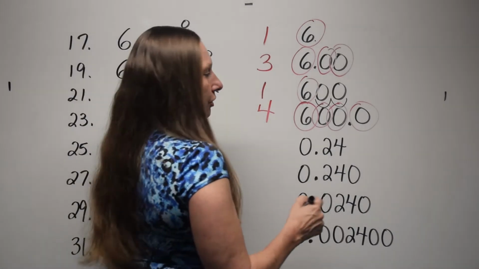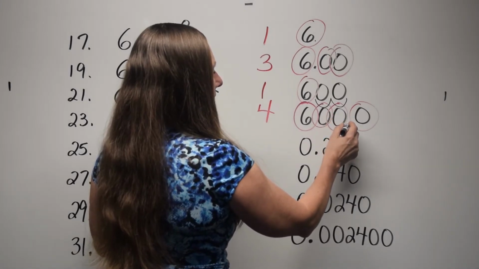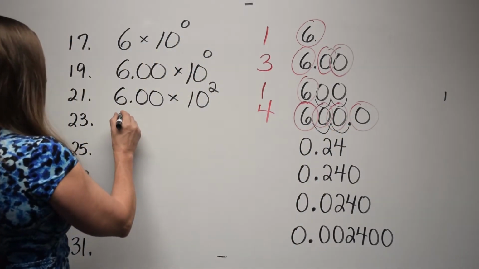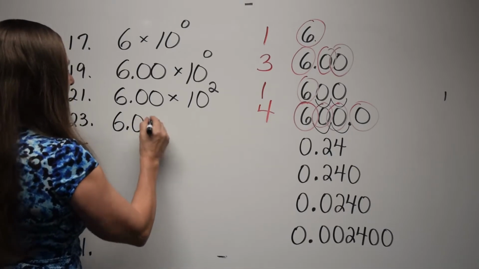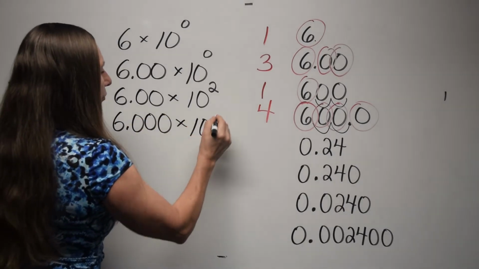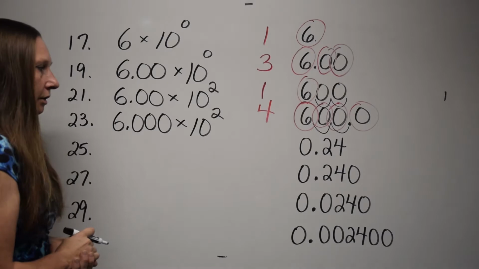All right. The exponent is 2. Here again, 2 jumps, 1, 2, 6 point. We've got 4 significant figures. 3 of them are zeros. We did 2 jumps. There we go.